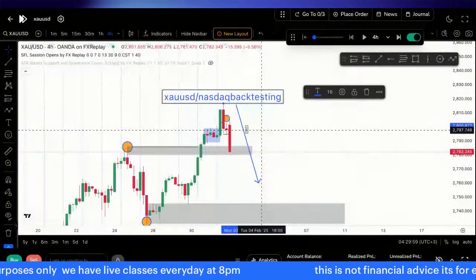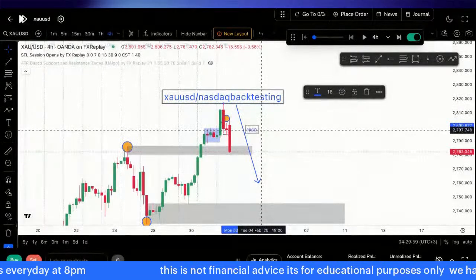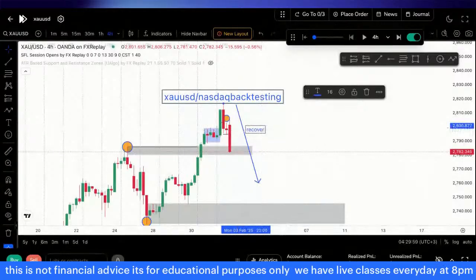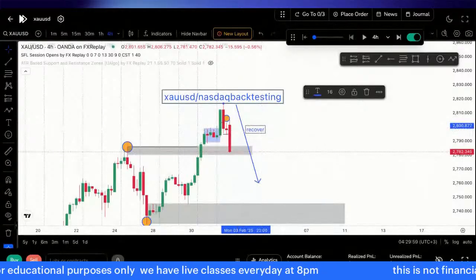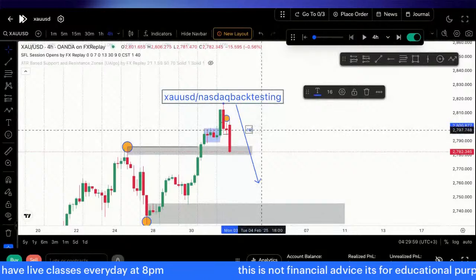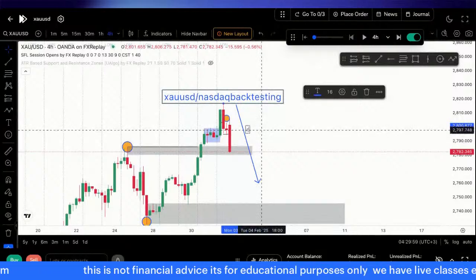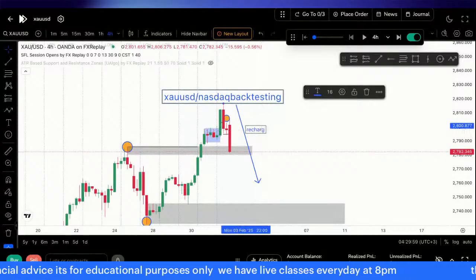So the pullback, guys, is the recovery phase. It's a recovery phase or recharge phase, which is a pullback as well.